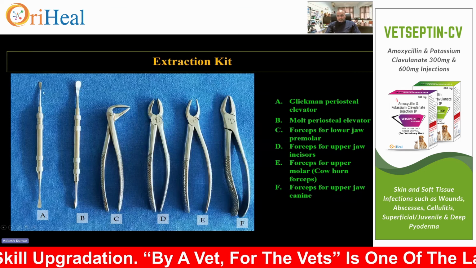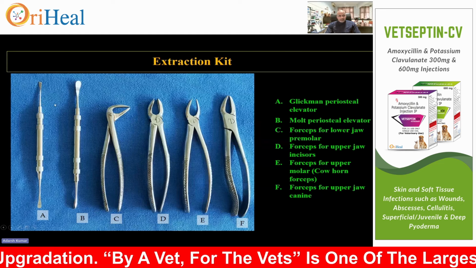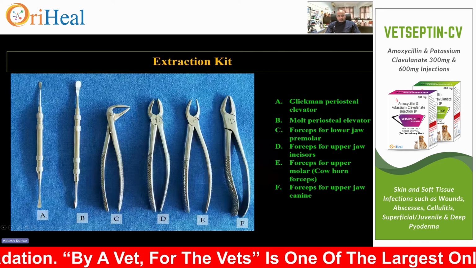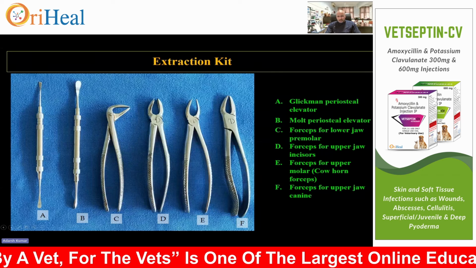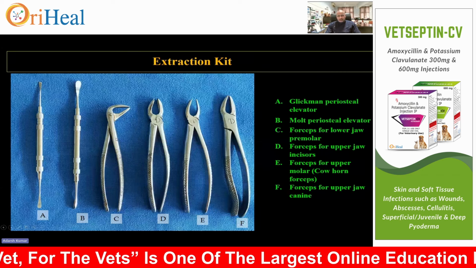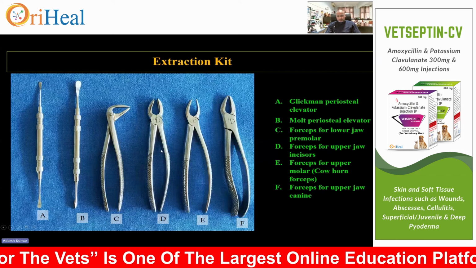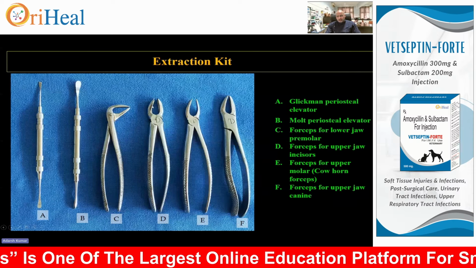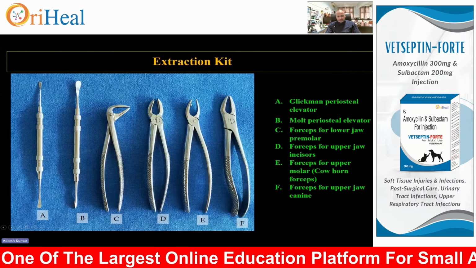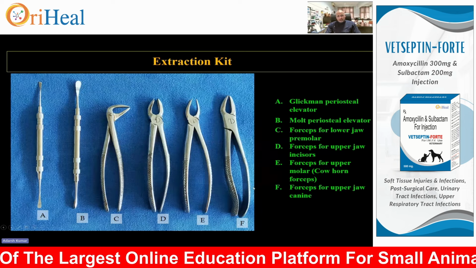Okay, so these are the elevators, and these are all the extraction forceps: the lower jaw premolar, then the upper jaw premolar, and then the upper molar. You can see the spaces here, and accordingly you can use them as per the requirement.